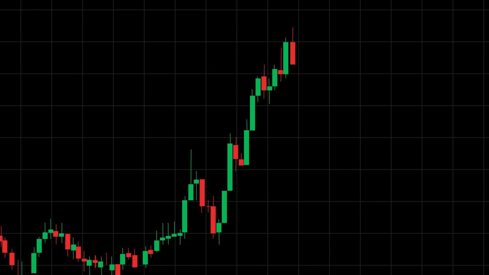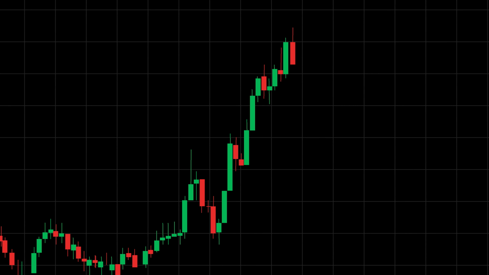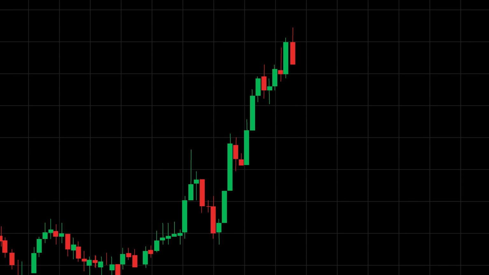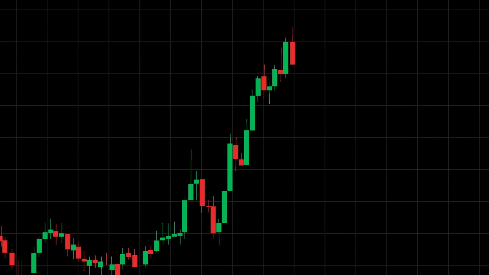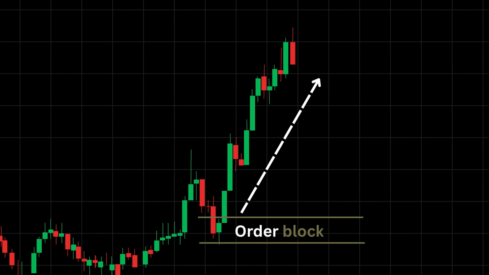But order blocks aren't formed from price rejection, they originate from aggressive moves driven by large market participants. If you notice a strong, impulsive move in price breaking away from a level, that signals the area is likely an order block, as institutional money probably entered the market there.